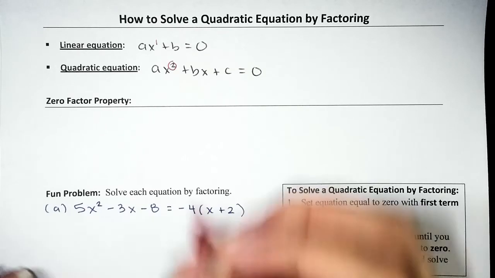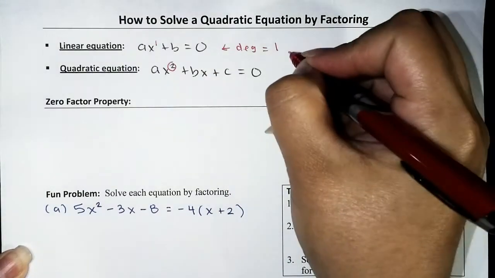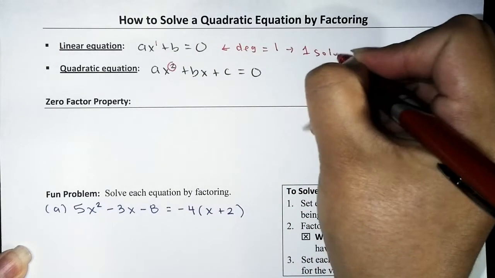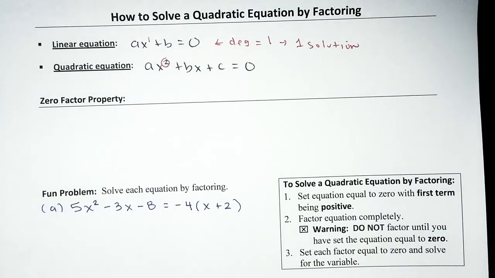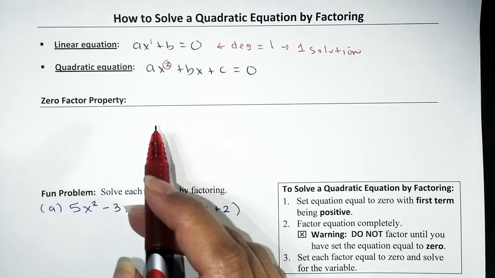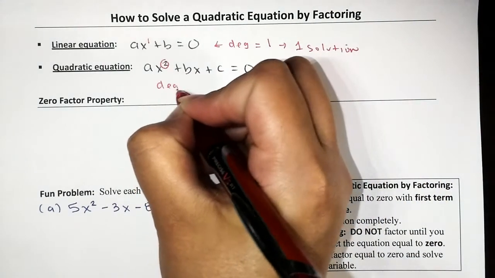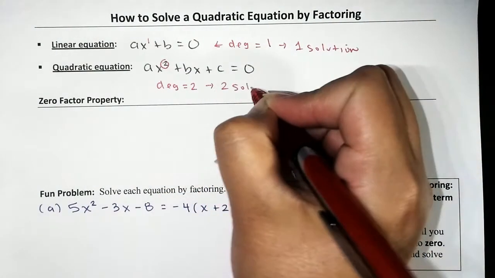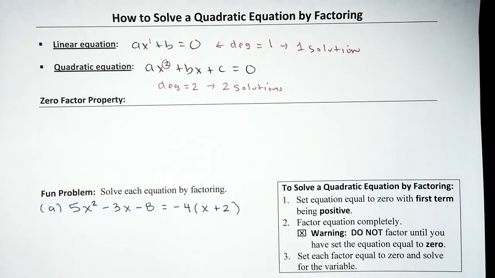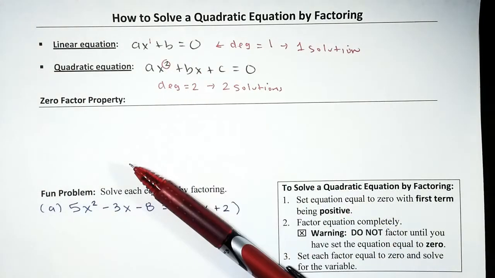So for linear equations, the degree is 1. If the degree is 1, I'm expected to have one solution. Notice how I said expected to have, because some of the linear equations that we knocked out back in the day didn't have a solution, or had many solutions. The degree of a quadratic equation is 2. If the degree is 2, then we're expected to have 2 solutions. Expected is what I'm trying to highlight. A quadratic equation may have 2 solutions, 1 solution, or no solution at all.